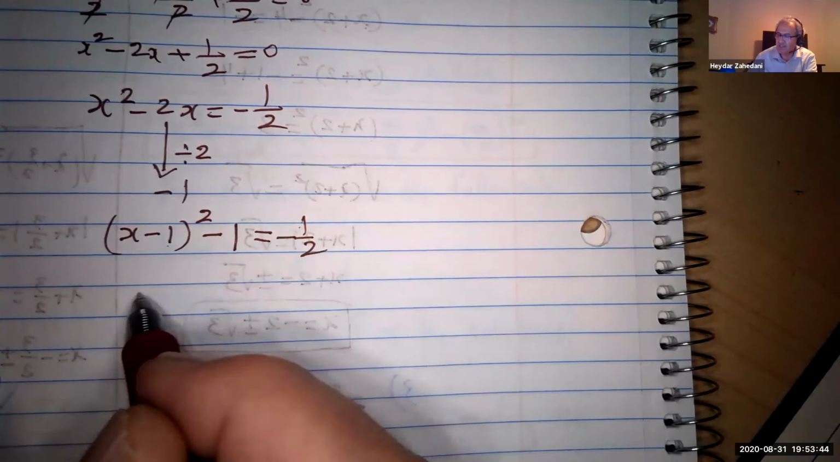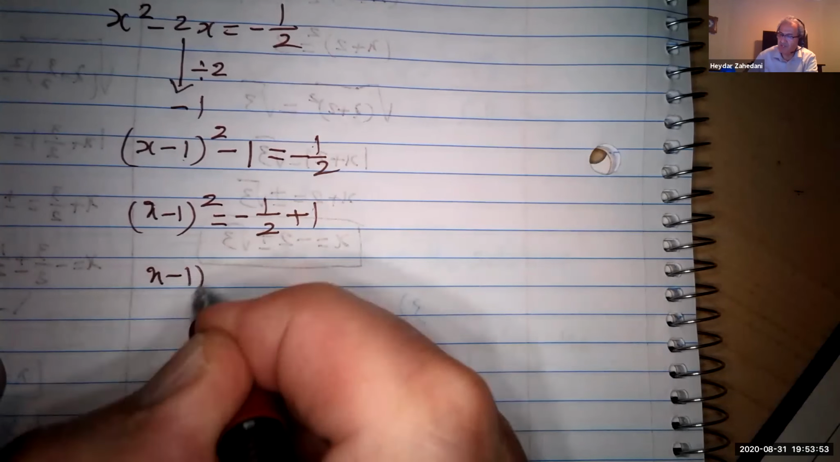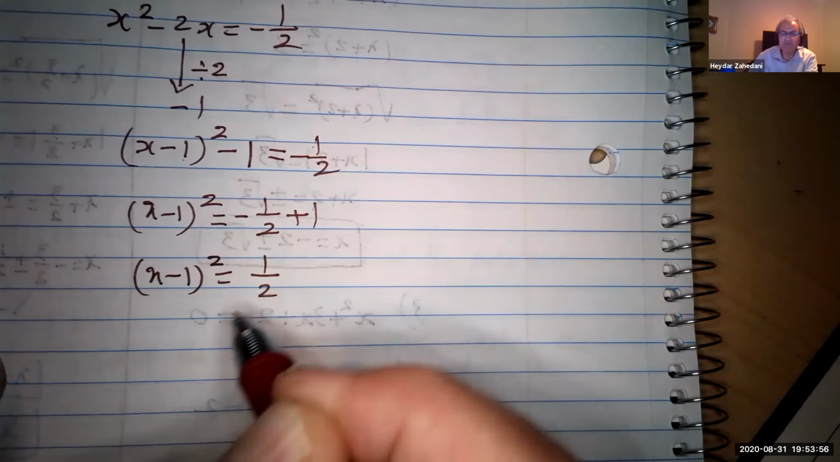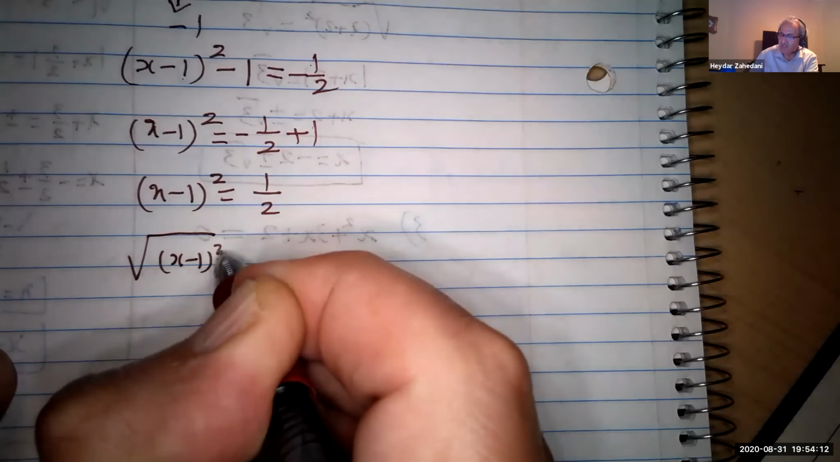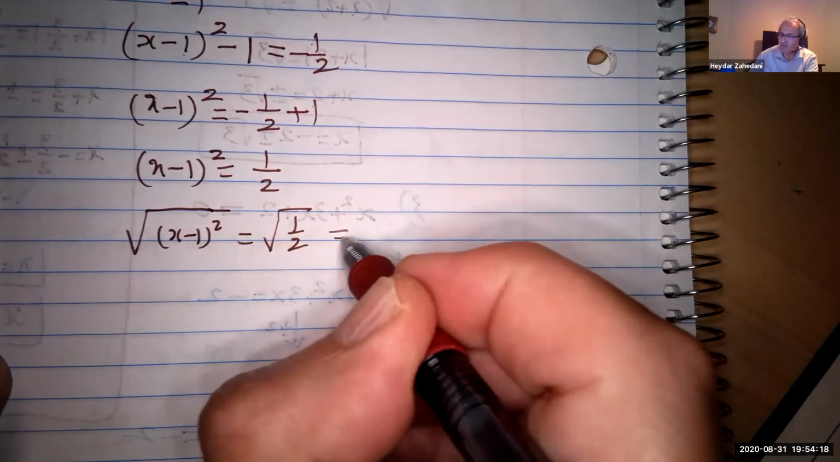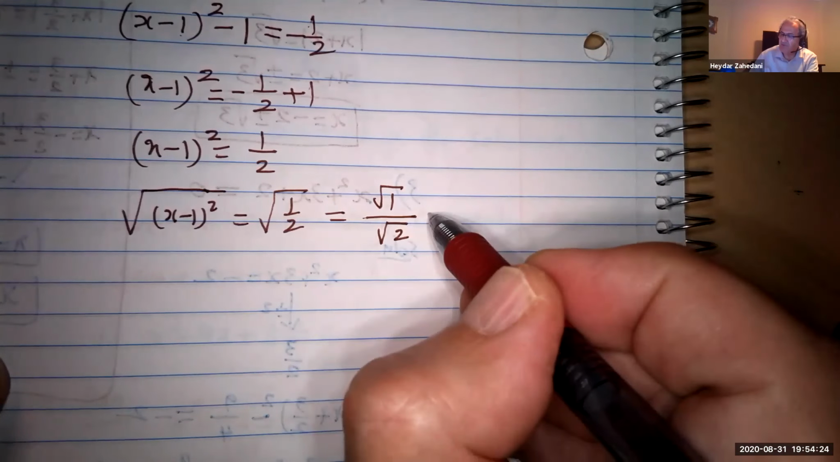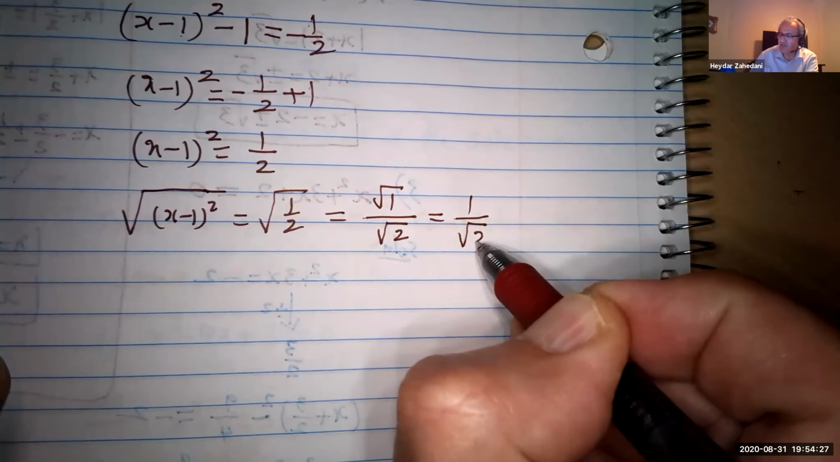Move the negative to the other side. That gives x minus 1 squared equal to negative 1/2 plus 1. So that gives you x minus 1 squared equal to a positive 1/2. Take the square root of both sides. That gives you the square root of x minus 1 all squared, and this is going to be radical 1/2. You put the radical on the top and on the bottom. On the top, radical 1 would be 1. That's going to be 1 over radical 2.